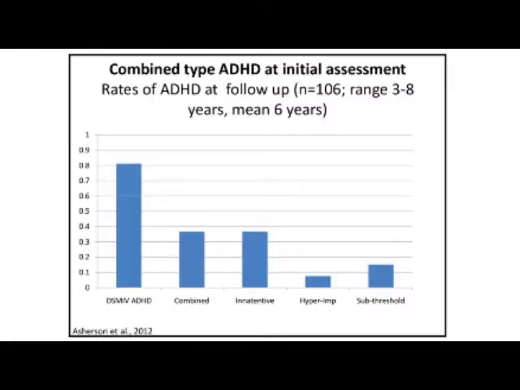So you can see that there's been a shift in the subtypes. They were all combined type when we first saw them, but now about a third of them have combined type and another third have inattentive type. And then a small number fall into these hyperactive and sub-threshold groups. So really high rates of persistence.